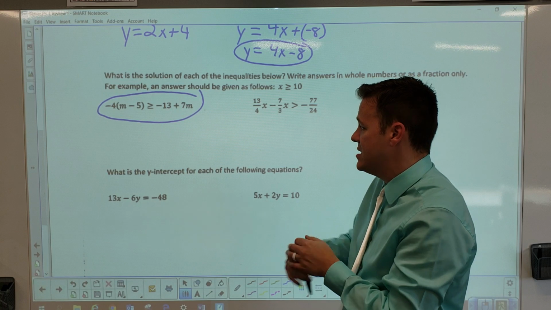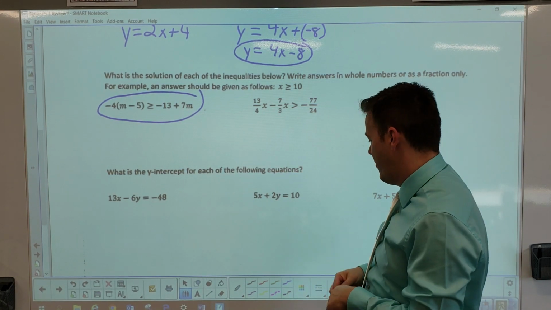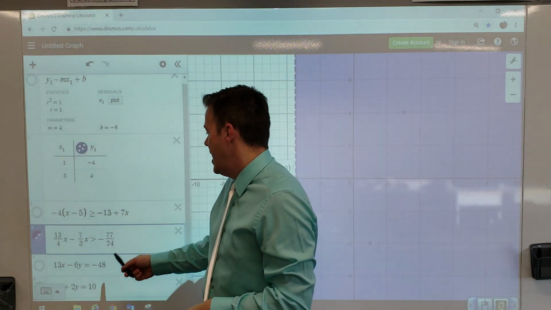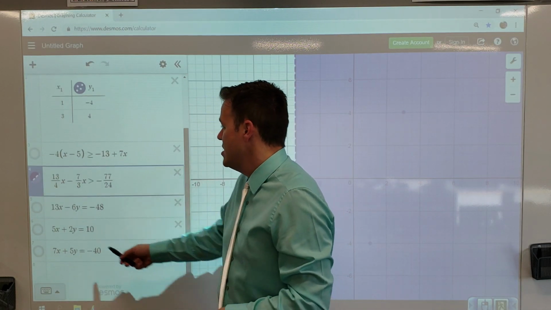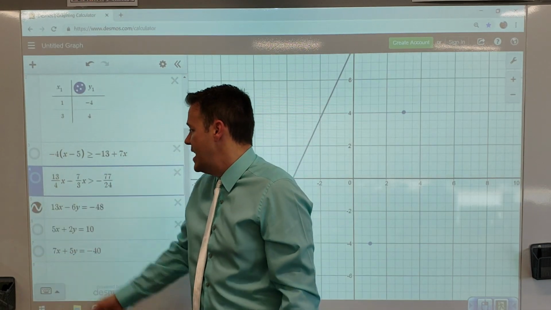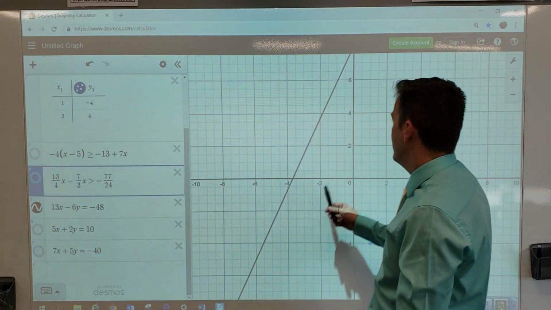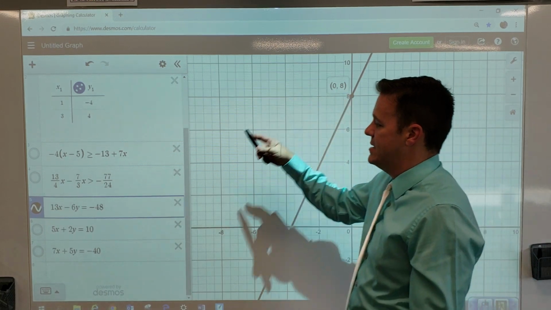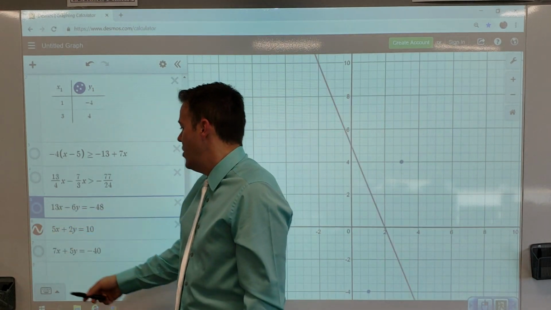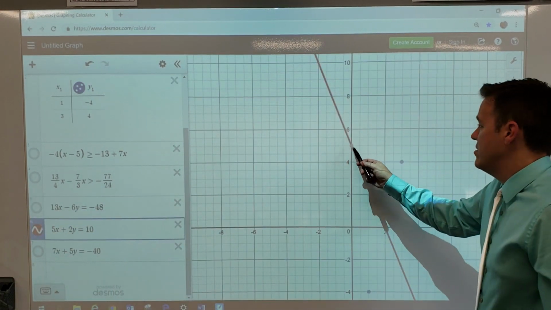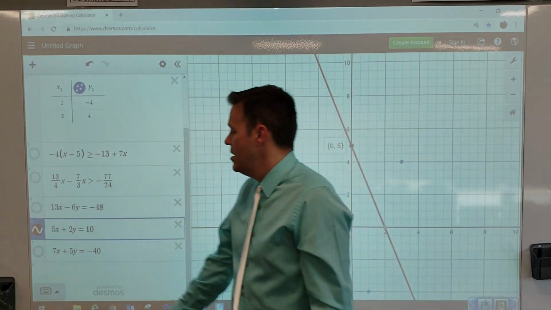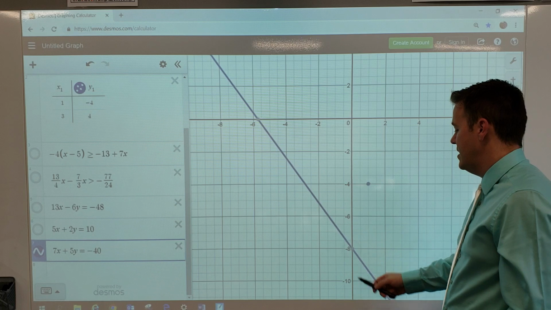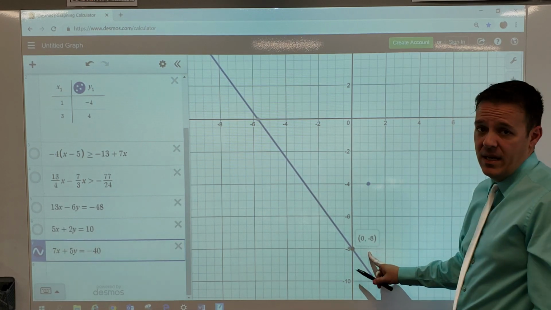Last but certainly not least, you have here, what is your y-intercept for each equation? So all you do is you go back into Desmos, and you would answer these equations. The first one is 13x minus 6y equals -48. You graph that one up. The y-intercept is 8. Second equation, you graph that. Y-intercept is 5. And the last equation, you graph that. Your y-intercept is, in fact, -8.